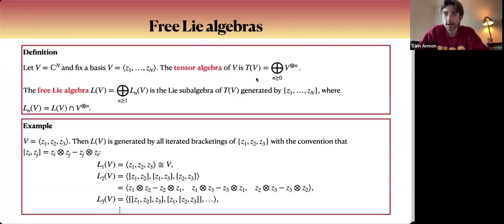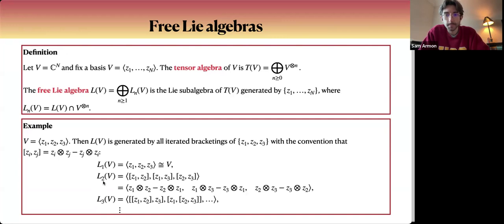And so just as the tensor algebra has a grading by the length of the word, so does the free Lie algebra. And the idea is these graded pieces are spanned by the iterated bracketings with exactly n basis elements in them. So for instance, the first graded piece, L sub 1, is just spanned by my original 3 basis elements. No way I can get a bracketing with just 1 element other than that. So that's just isomorphic to my original space.